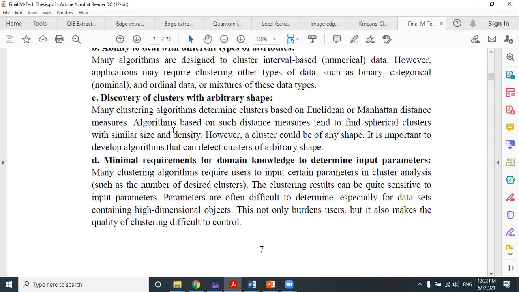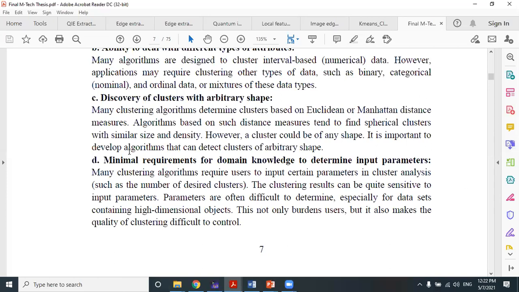What type of shape you have made with the help of applying the clustering algorithm, that is actually discovering clusters with arbitrary shape. Arbitrary means it can be any shape. It is not always circle, not always oval, not always a ring shape. It can be any shape.